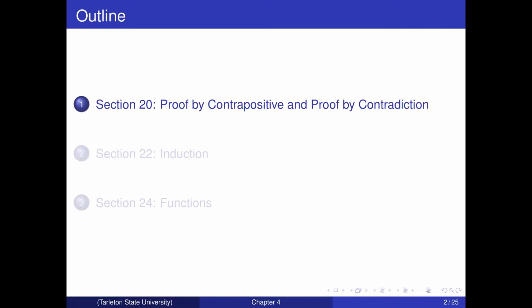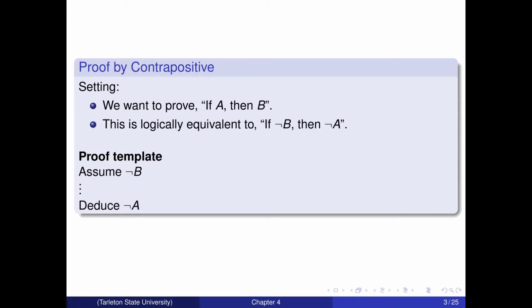Today's video will be about Section 20, which covers a few new proof techniques. We're going to talk about proofs by contrapositive, proofs by contradiction, and then also a few proof templates for showing that sets are empty and for showing that mathematical objects satisfying certain conditions are unique. So the first thing we're going to discuss today is proof by contrapositive.